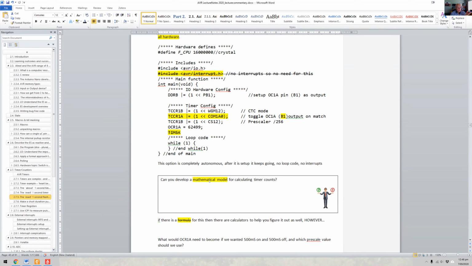Can you develop a mathematical model for calculating time accounts? I try to avoid using the word formula, because a mathematical model says that what we're trying to do is describe the behavior of what's going on in our circuit, rather than just thinking of this as a place to put numbers and get an answer. So let's go back to our little piece of paper and our calculations and see if we can figure out what this model might look like.